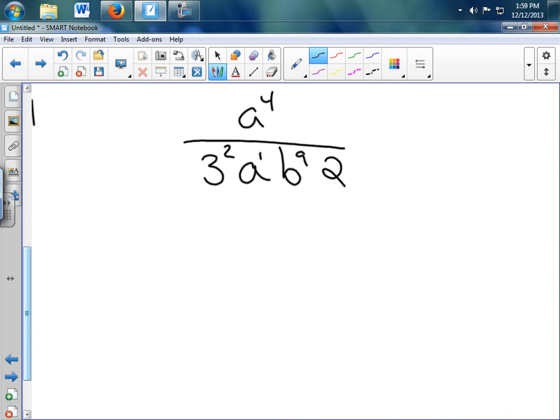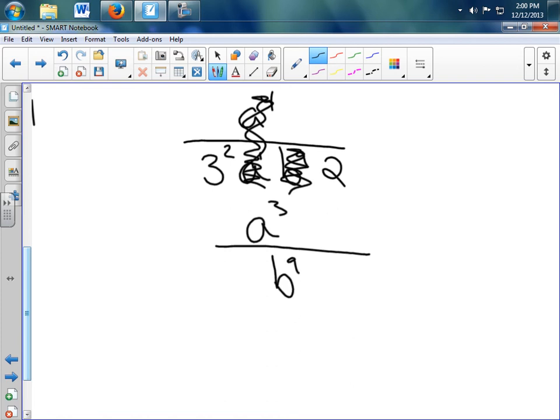Now I'm going to simplify again. I'm going to start on the top. I have 4 a's here. I have 1 on the bottom. I will have 3. Those are done. My b to the 9th is going to stay on the bottom. That one's done. What is 3 squared? Times 2. And that's your answer. Okay?